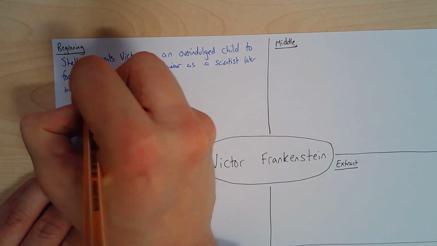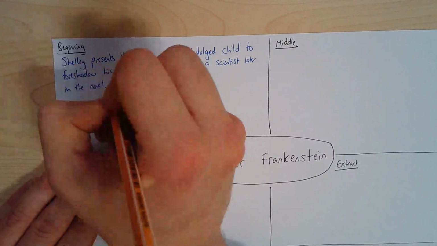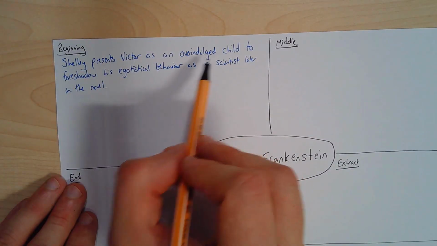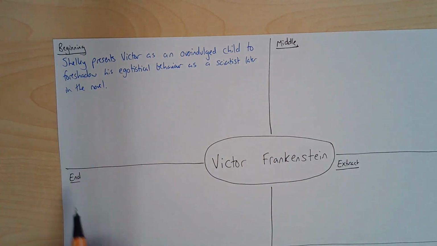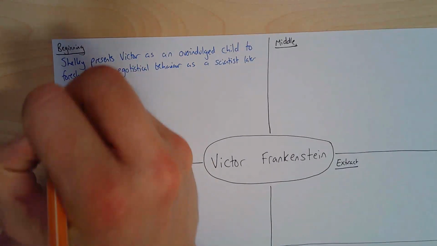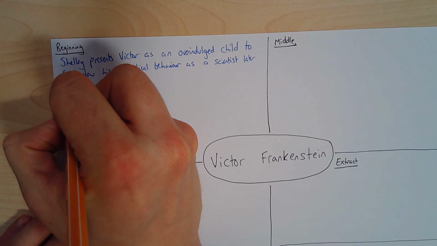So what I'm doing with my point there, what does Mary Shelley do? She presents Victor as an overindulged child at the start because later on he behaves as an egotistical scientist as well. And how does she do that? Well, the quotation I've chosen for this, there are loads of them, is their plaything and their idol.